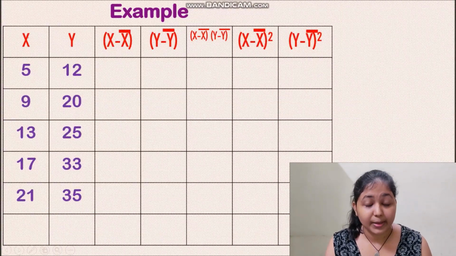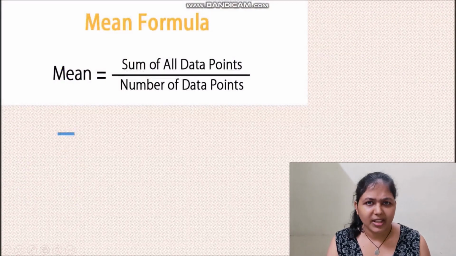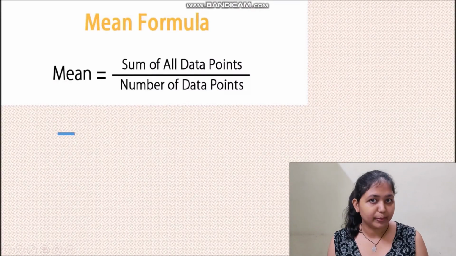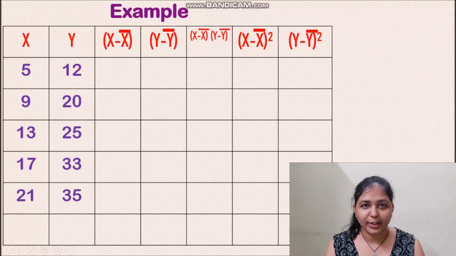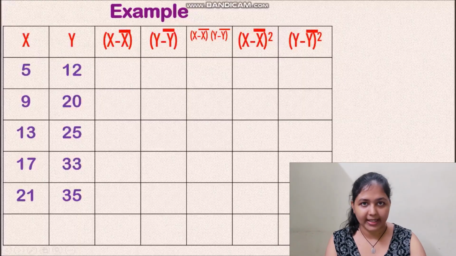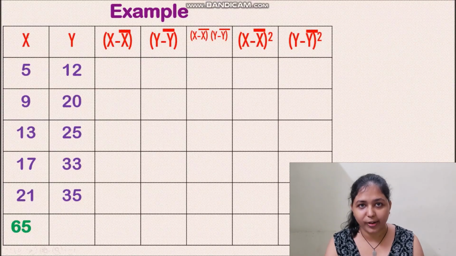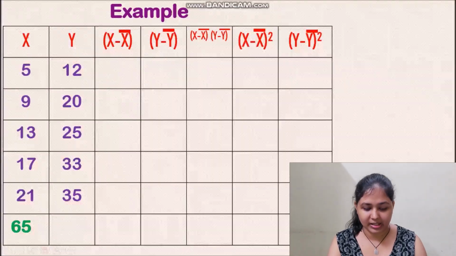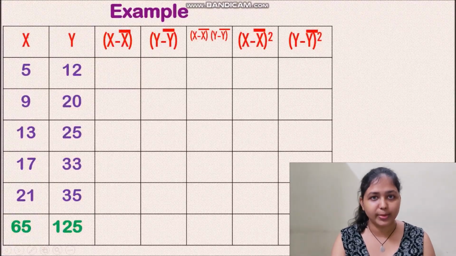Now, what was the first thing we need to find out? You saw that we are supposed to find out the mean, right? So what is the formula for mean? You can see it here. Mean is the sum of all data points divided by the number of data points we have. So now we need to find the sum of the variables, for x and y. You can see here it's 5, 9, 13, 17 and 21. When you add all of them, you get 65. Similarly, for y it's 12 plus 20, that makes it 32. Then you add 25, 33 and 35 to it, which makes it 125.